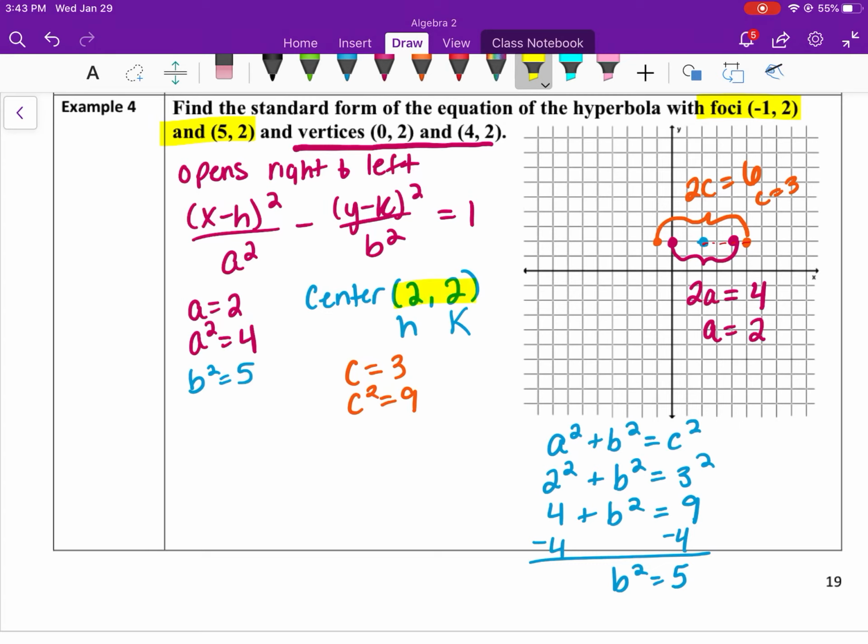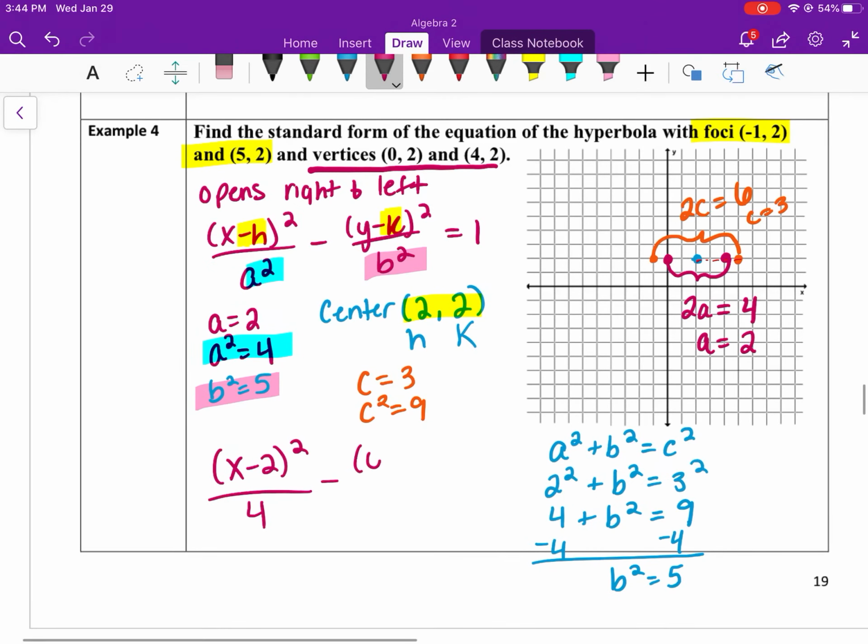My HK will go into the equation right here and right here. A squared goes here, and B squared goes there. So final answer is x minus 2 squared over 4 minus y minus 2 squared over 5 equals 1.